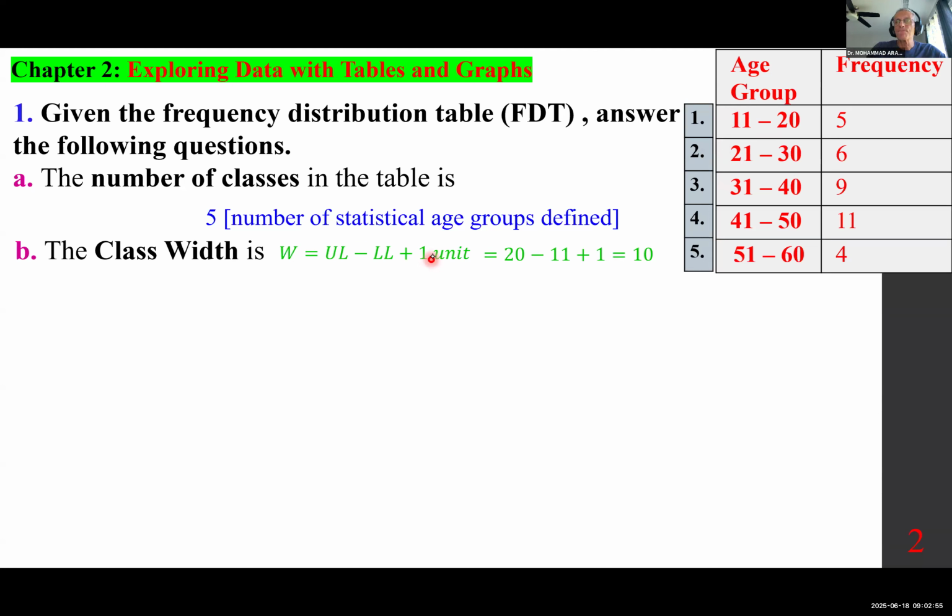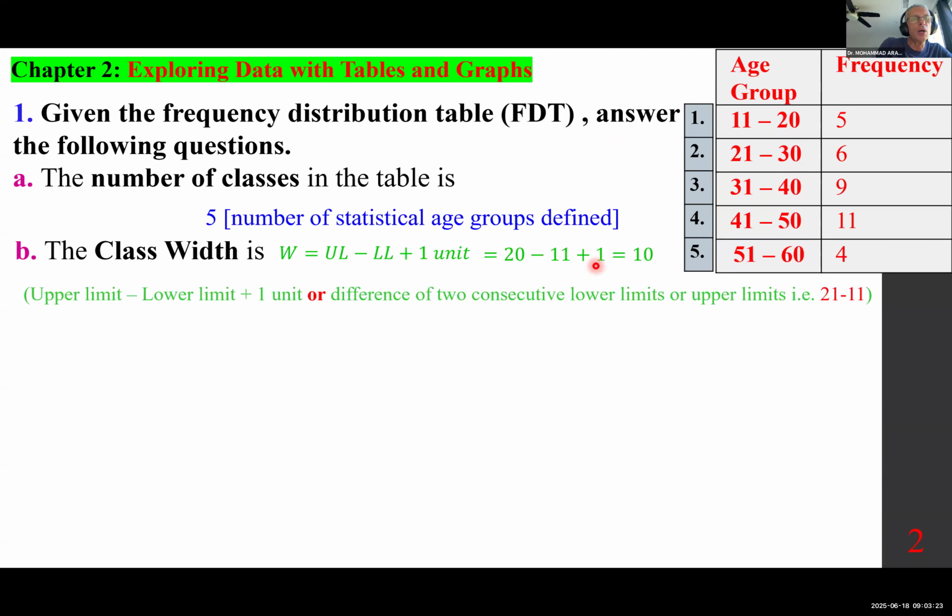So notice, if you go column-wise, 21 minus 11 is 10, 31 minus 21 is 10, 40 minus 30, 50 minus 40. So if you want to go column-wise, just pick any 2 consecutive classes and do it. If you want to go in one row, then these are the upper limits, these are the lower limits, and you have to add 1. So upper limit minus lower limit plus 1 unit, or difference of 2 consecutive lower limits or upper limits, i.e. 21 minus 8.